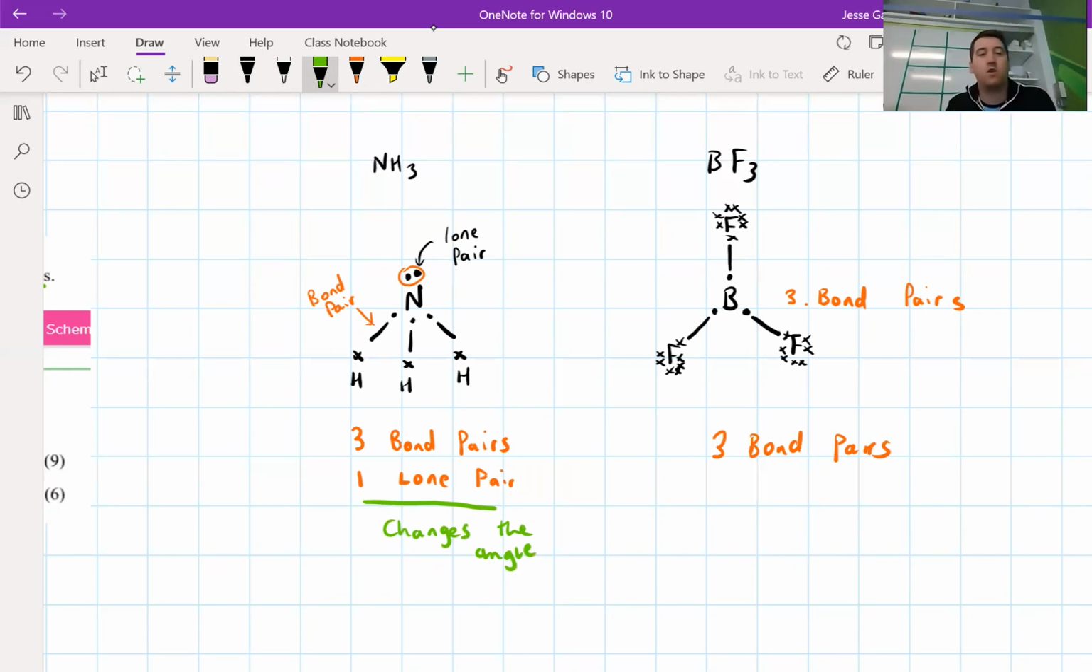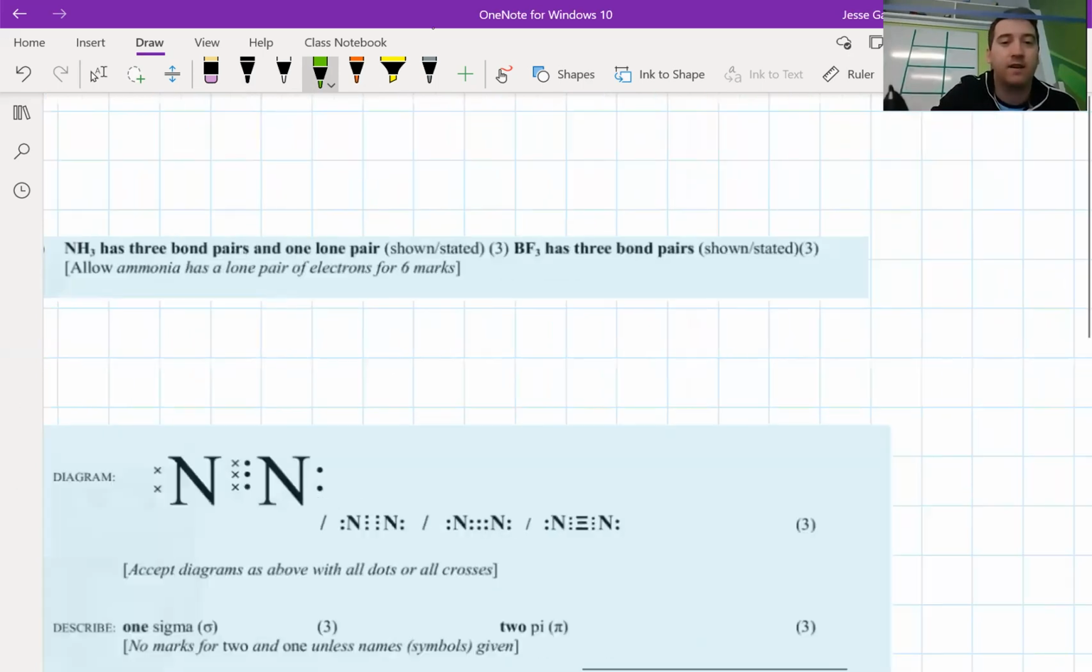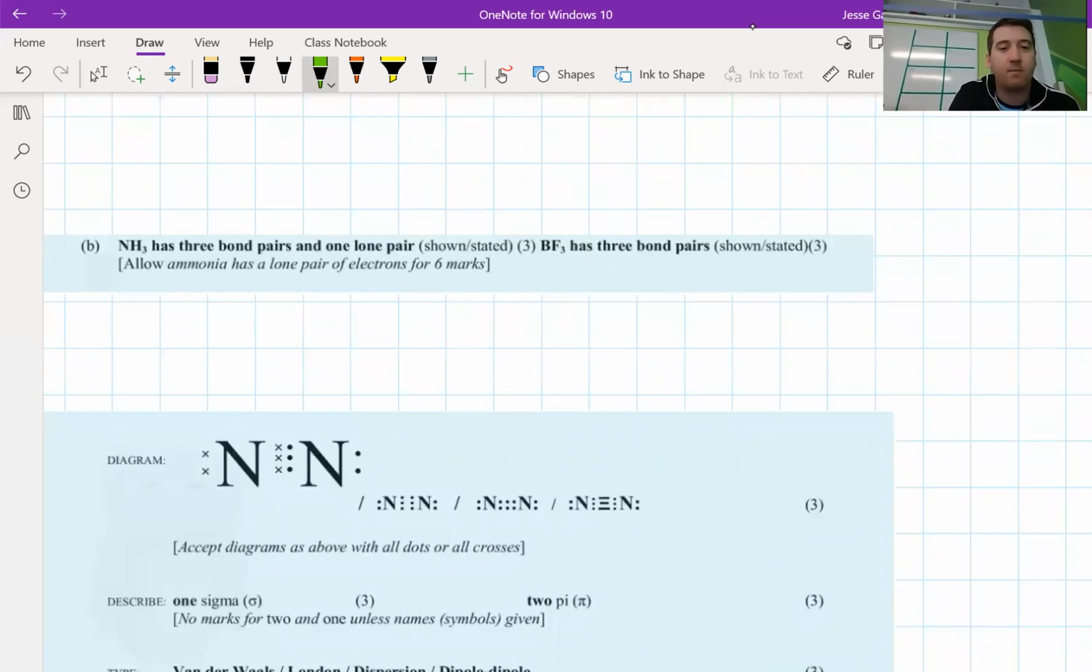Okay, so to get the marks in this question, you really needed to give this information here: that ammonia had 3 bond pairs and 1 lone pair, whereas this here had only 3 bond pairs. And you could probably get the marks in this question just from 2 good labeled diagrams like this. Let's just check the marking scheme here and see what it said.